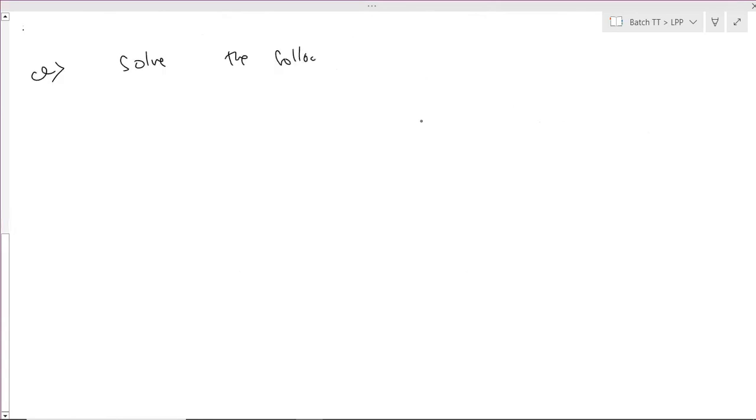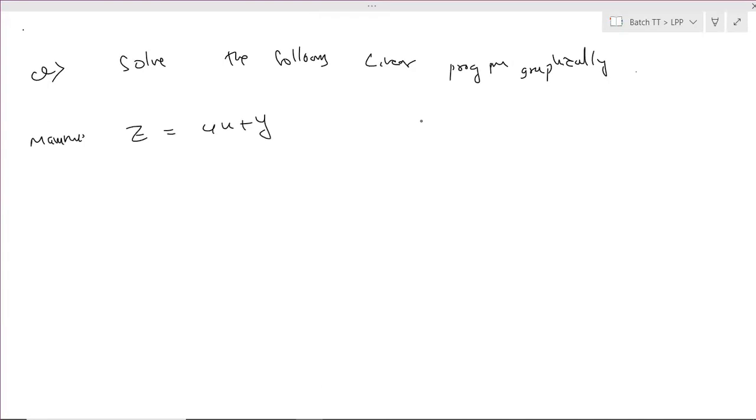Solve the following linear programming problem graphically. Maximize z equals 4x plus y, subject to the constraints x plus y less than or equal to 50, 3x plus y less than or equal to 90, x greater than or equal to 0.